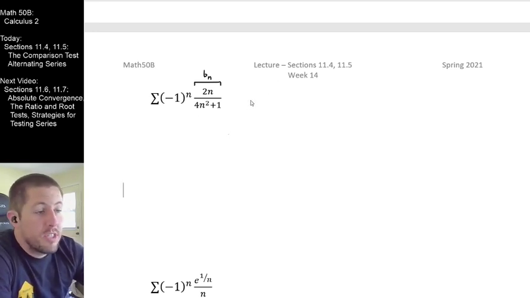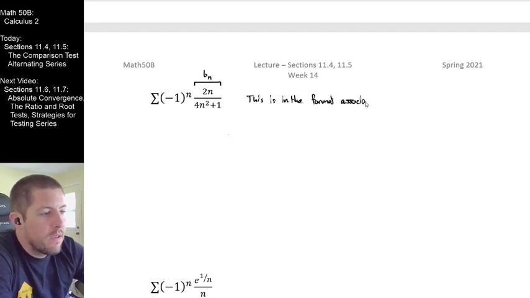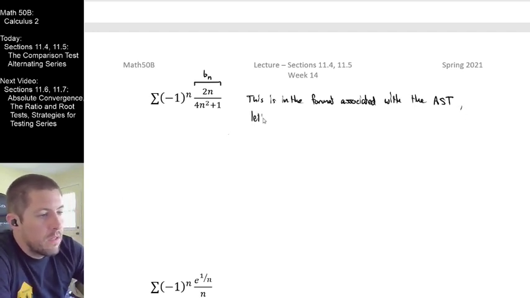So this is in the format associated with the AST, the alternating series test. So let's see if it meets the two requirements.